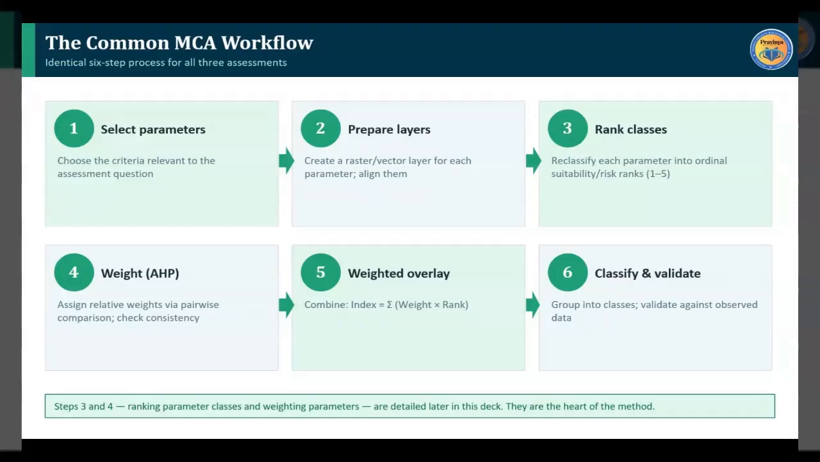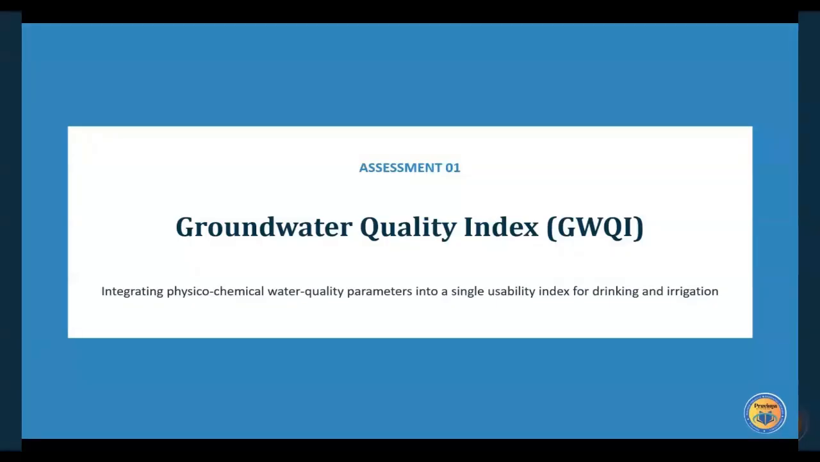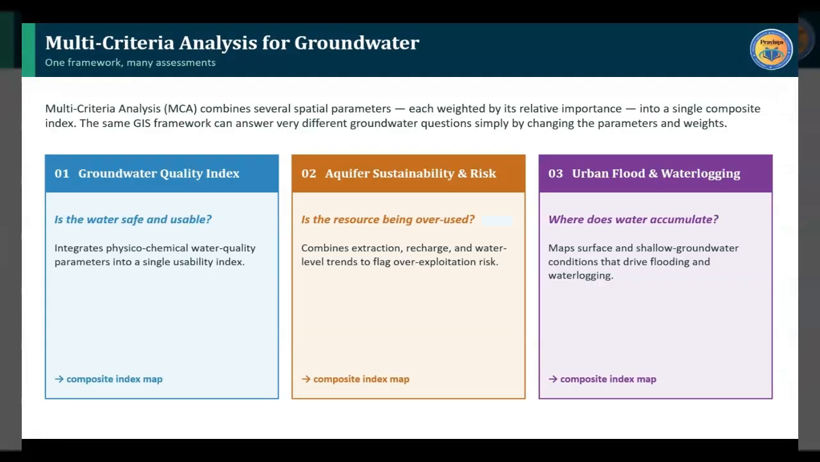What changes between assessments is only the parameter set and the ranking direction and the weights. The method doesn't change. This is the single most important idea in the whole session. If you learn the engine once, you can drive it for water quality, or for sustainability. You can drive it for flood risk. The machinery never changes. What changes is only the input. So here we have three such assessments. Let's look at them.